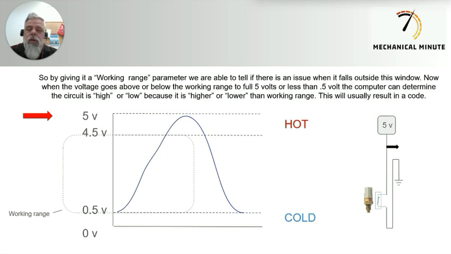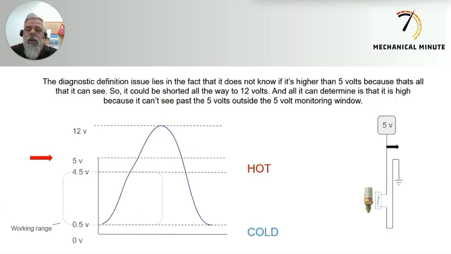This will usually result in the code. The diagnostic definition issues lie in the fact that it does not know if it's higher than 5 volts because that's all that it can see. So it could be shorted all the way to 12 volts, and all it can determine is that it is high, because it can't see past the 5 volts outside the 5-volt monitoring window.